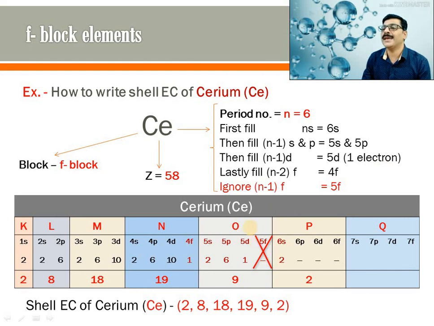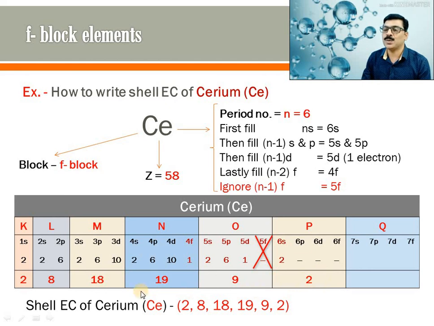Now then the P shell contains 6s, and 6s you have to fill up first, and the capacity of 6s is 2 electrons. So here you have to place 2 electrons, then fill up 5s and 5p. 5s contains 2 electrons, 5p contains 6 electrons, and 5d contains only 1 electron. So the total electrons in the O shell is 9, and the P shell will contain 2.